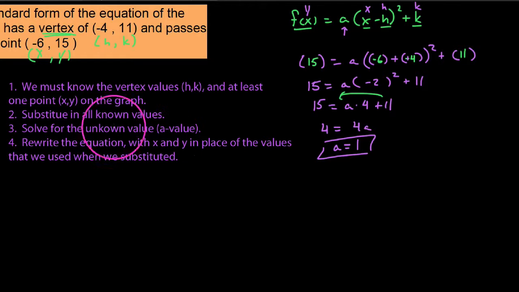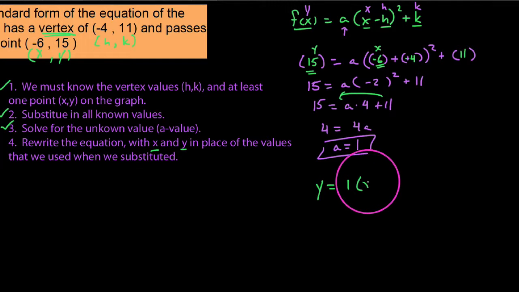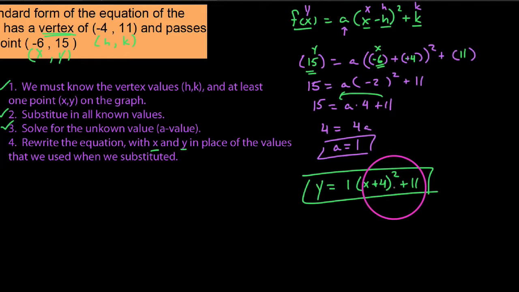So now that we know a is 1, we substituted in all known values and solved for the unknown a value. What we're going to do is rewrite this equation with just a plain old general x and y in place of the values that we put in in the first place. So instead of putting -6 for x and 15 for y, we're going to go back and replace those with x and y in general. And so our new equation would look like this: y is equal to our a value, which came out to be 1, times x minus -4, which comes out to be plus 4, and then plus 11. So looking at this, we'd say y equals x plus 4 squared plus 11.